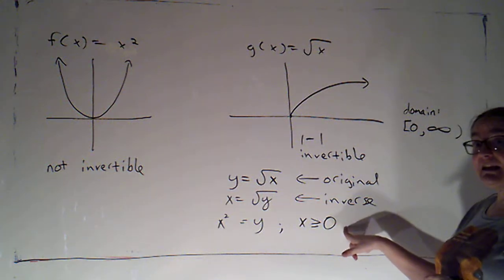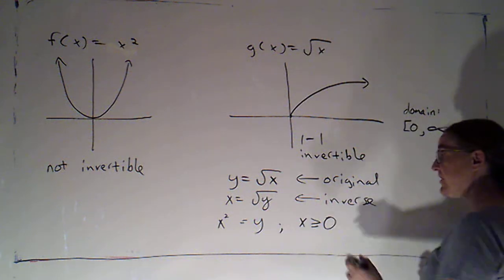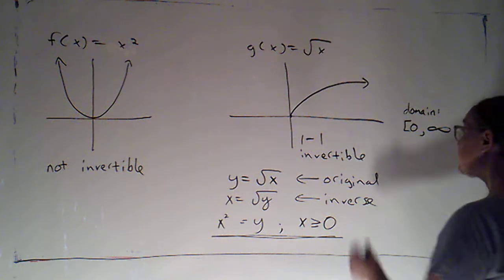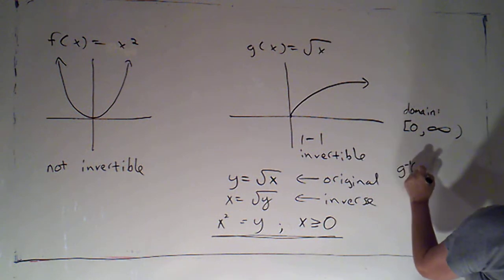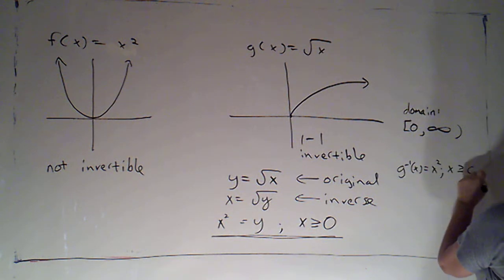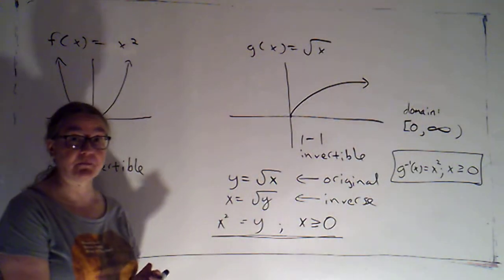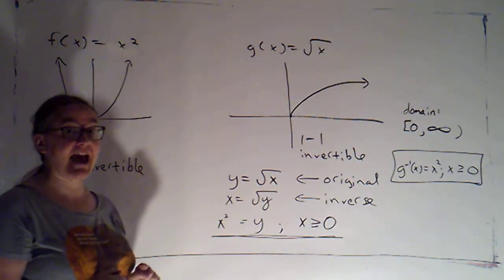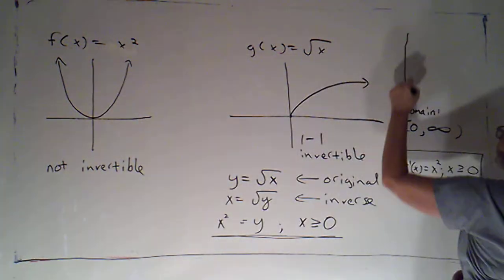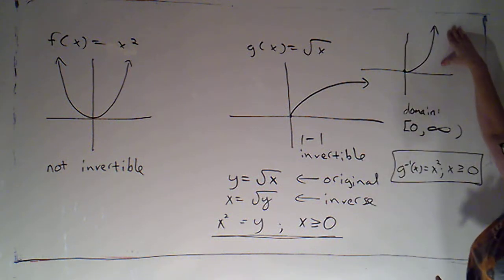So, my inverse function is not the squaring function, but the squaring function with this restricted domain. So I would say g inverse of x is the function x squared with the restriction that x is bigger than or equal to 0. Okay. That is part of that definition. Now if I take a look at what that would look like, that's just going to be the right half of my parabola.